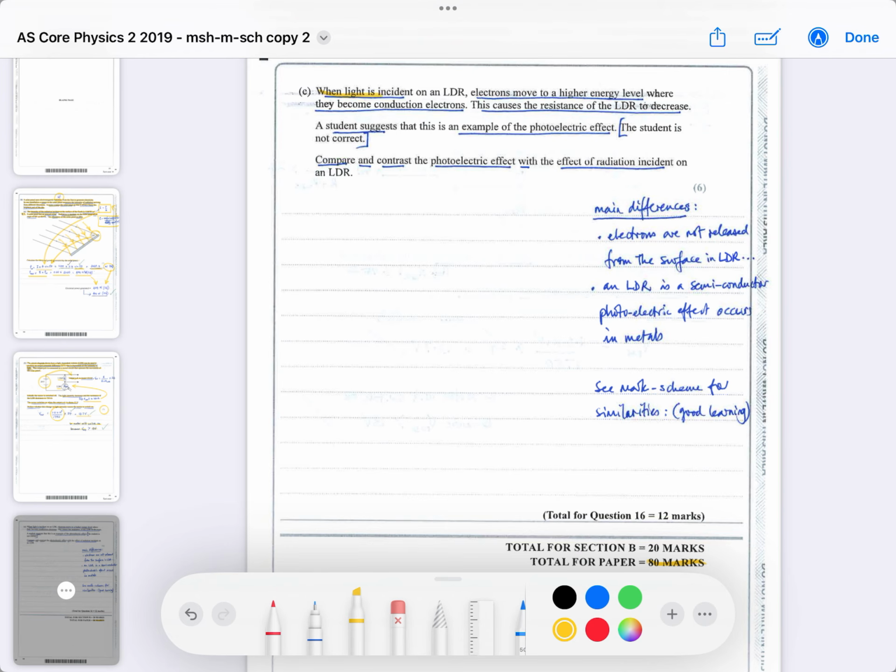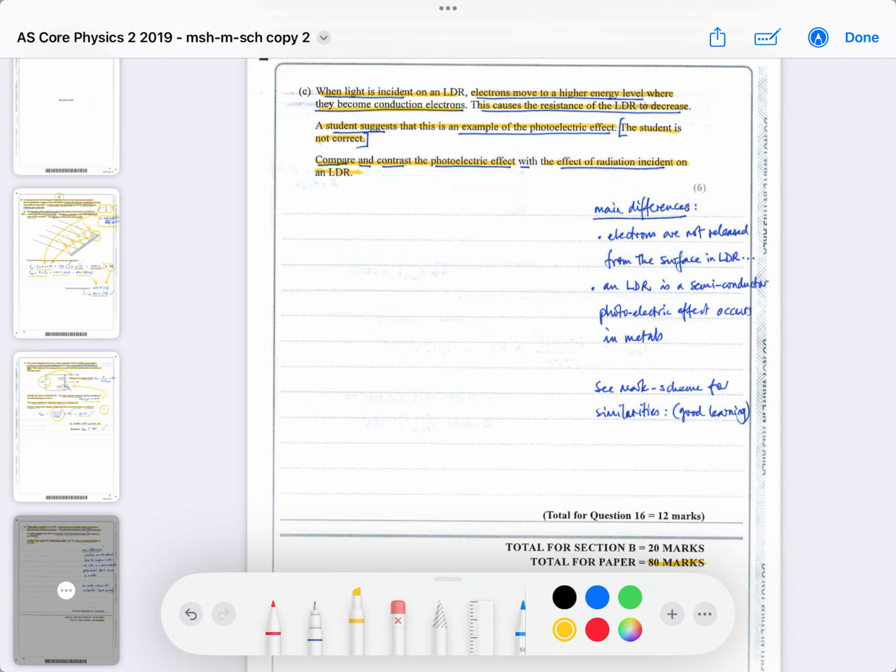C says, when light is incident on the LDR, electrons move to a higher energy level and they become conduction electrons. This causes the resistance of the LDR to decrease. A student suggests that this is an example of the photoelectric effect. The student is not correct. They're telling you that. Compare and contrast the photoelectric effect with the effect of radiation incident on an LDR.